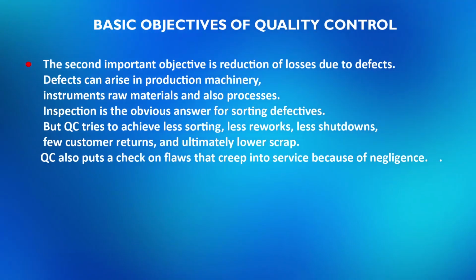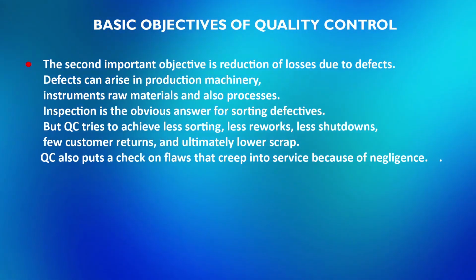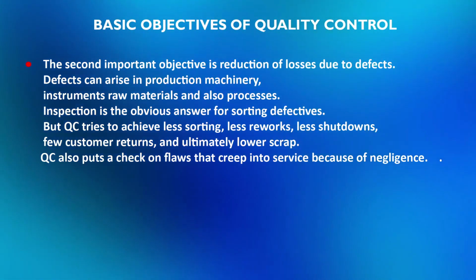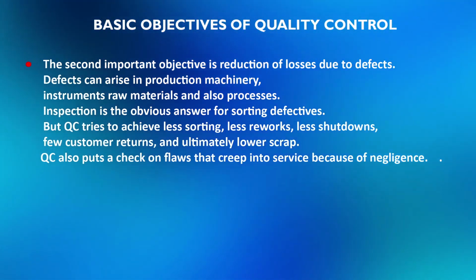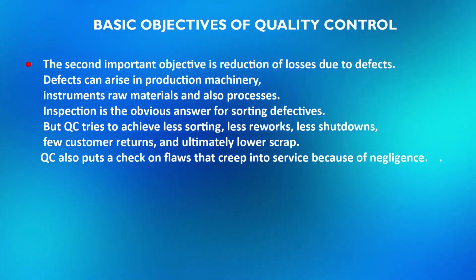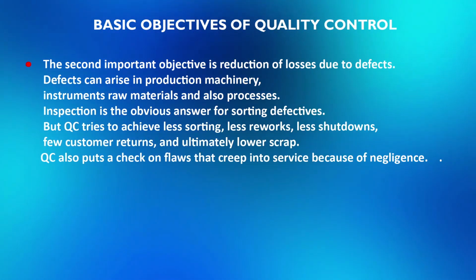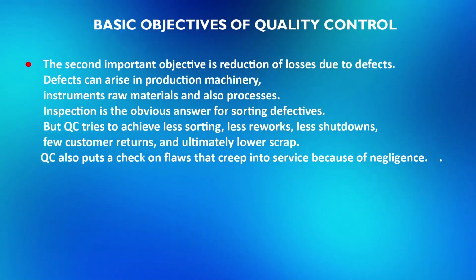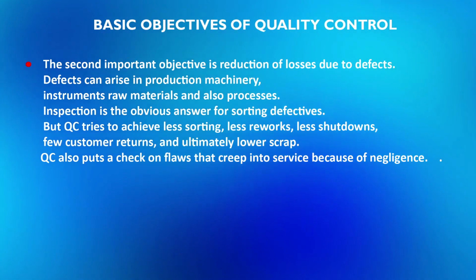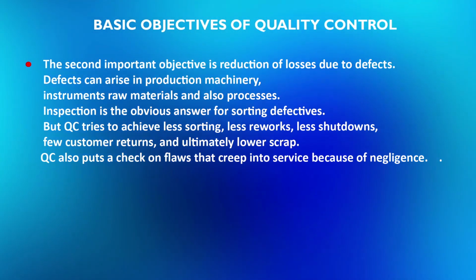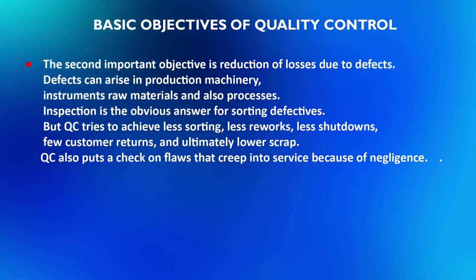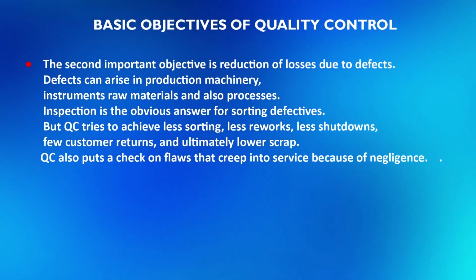Defects can arise in production machinery, instruments, raw materials and also processes. Inspection is the obvious answer for sorting defects, but quality control tries to achieve less sorting, less rework, less shutdowns, few customer returns and ultimately lower scraps. QC also puts a check on flaws that creep into service because of negligence.